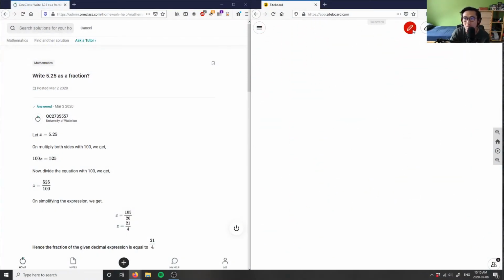Okay. Number three is asking, write 5.25 as a fraction. So a bit of pre-algebra here, switching from decimals to fractions, or percentages to fractions, that are kind of the same topic here. So I want 5.25 as a fraction.